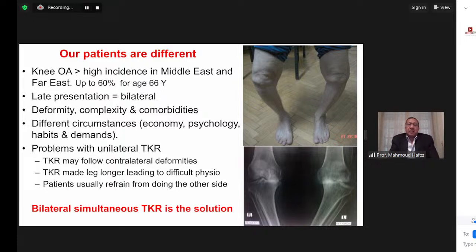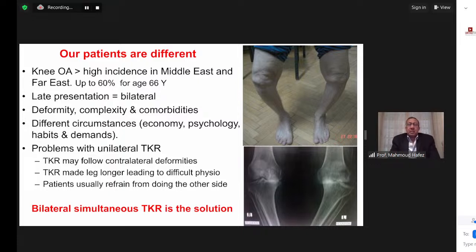Still, there is a struggle. The patient is psychologically scared of having surgery. That's why they leave it late. Their habits: they want to have both knees done, with this severe deformity, and they want to pray and sit on the ground, cross their legs, and squat. So the demands are different, the habits are different. So it is a problem.